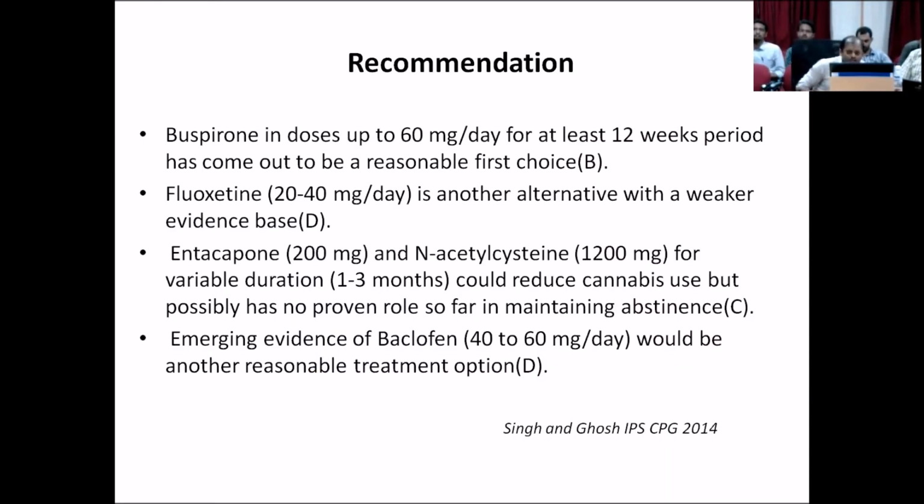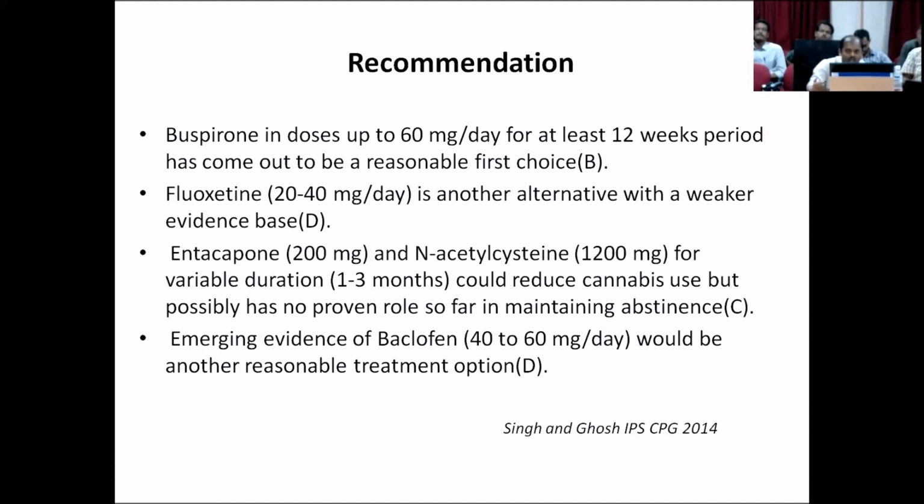Now, as we have discussed, as per recommendations, buspirone in doses up to 60 mg is a reasonable first choice. In fact, the clinical practice guidelines published by the Indian Psychiatric Society organize the levels of evidence as A, B, C, D, A being the most robust, with data derived from meta-analysis and robustly conducted RCTs, to D, where it is mostly by consensus agreement.